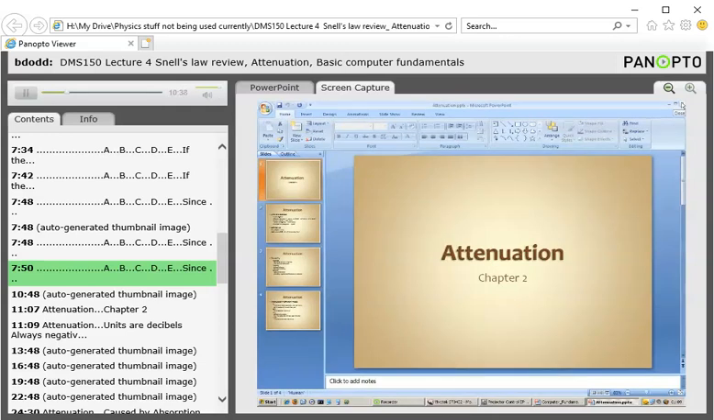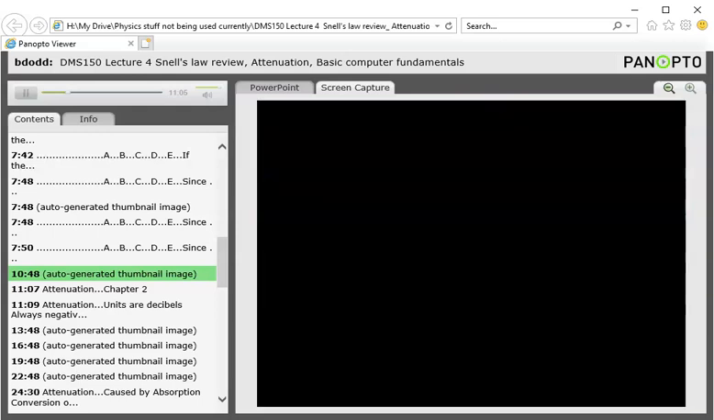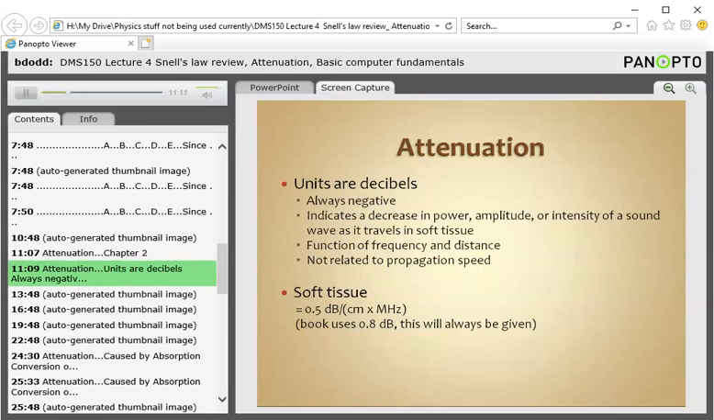Now, I want to move on to attenuation today, because attenuation is actually very, very simple compared to what your book makes it. The book goes about this the hardest way possible, so I'm going to go through it a little easier. All right. So Chapter 2, attenuation.